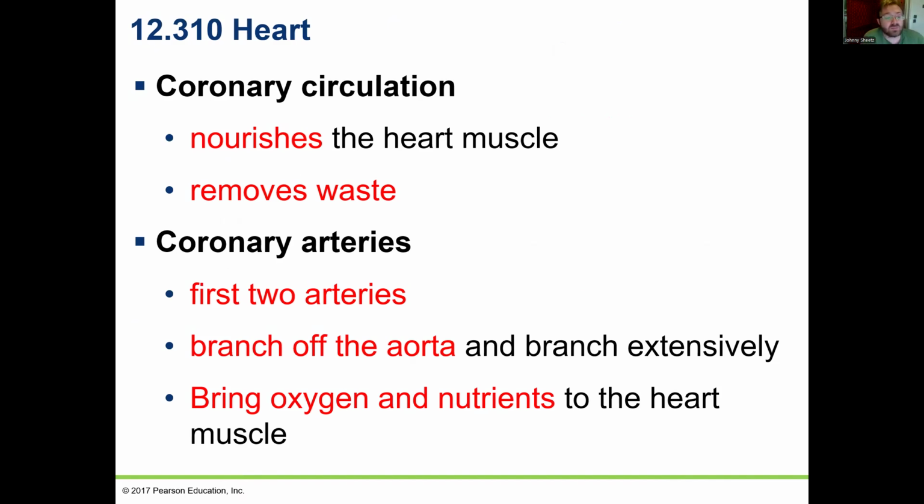So the actual tissues of the heart itself are going to be taken care of by the coronary circulation system. These nourish the heart muscle and remove waste. So coronary arteries are going to be the first two arteries that branch off the aorta and branch extensively, and they're going to be bringing oxygen and nutrients to the heart muscle. This is important because the heart is going to be working harder than any other muscle in the body. It is not going to get a rest period. So it needs a very good supply to remove waste and bring nutrients.